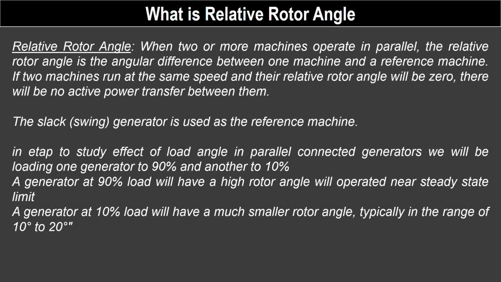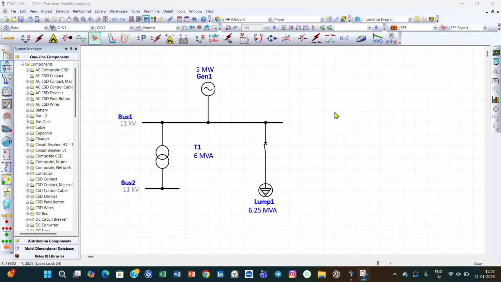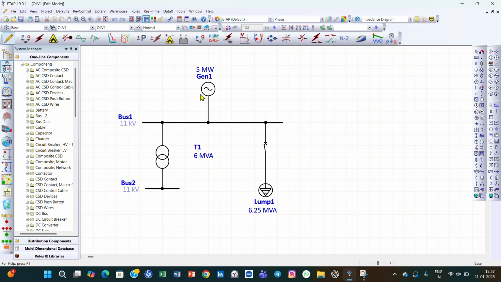Okay, now go to ETAP. This is the model which we have been discussing since we started this power system stability. In this model, we will add one more generator and study the effect of rotor angle when two generators are connected in parallel. First of all, we will go to edit mode and move it slightly here.